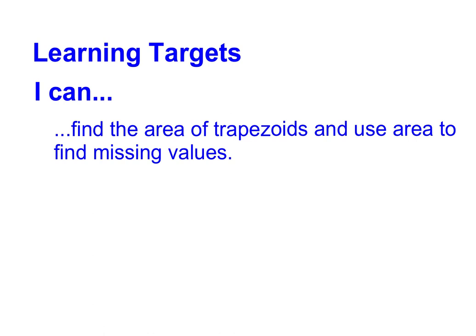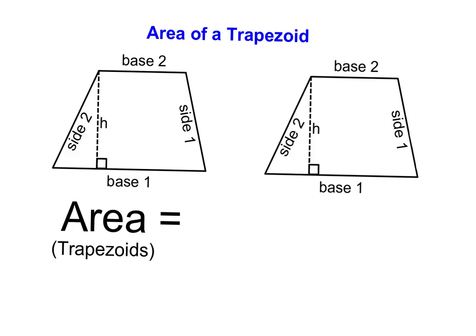So in this video, we'll be finding the area of trapezoids and then using our area to find missing values within a trapezoid. What you see on the screen here are two different trapezoids. These two trapezoids are identical, and I want to go over the components of those trapezoids so you really know what you're seeing on the screen before we talk about its area.